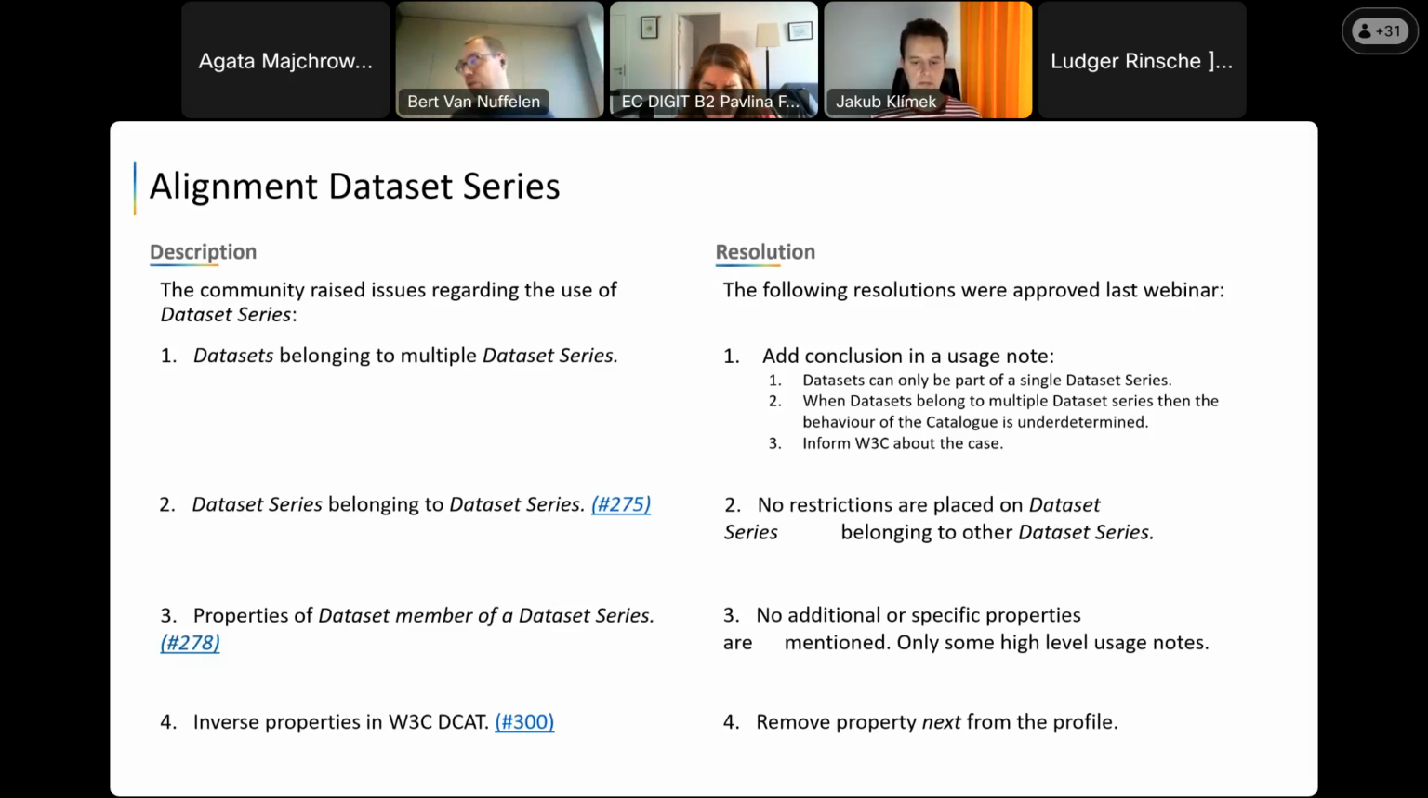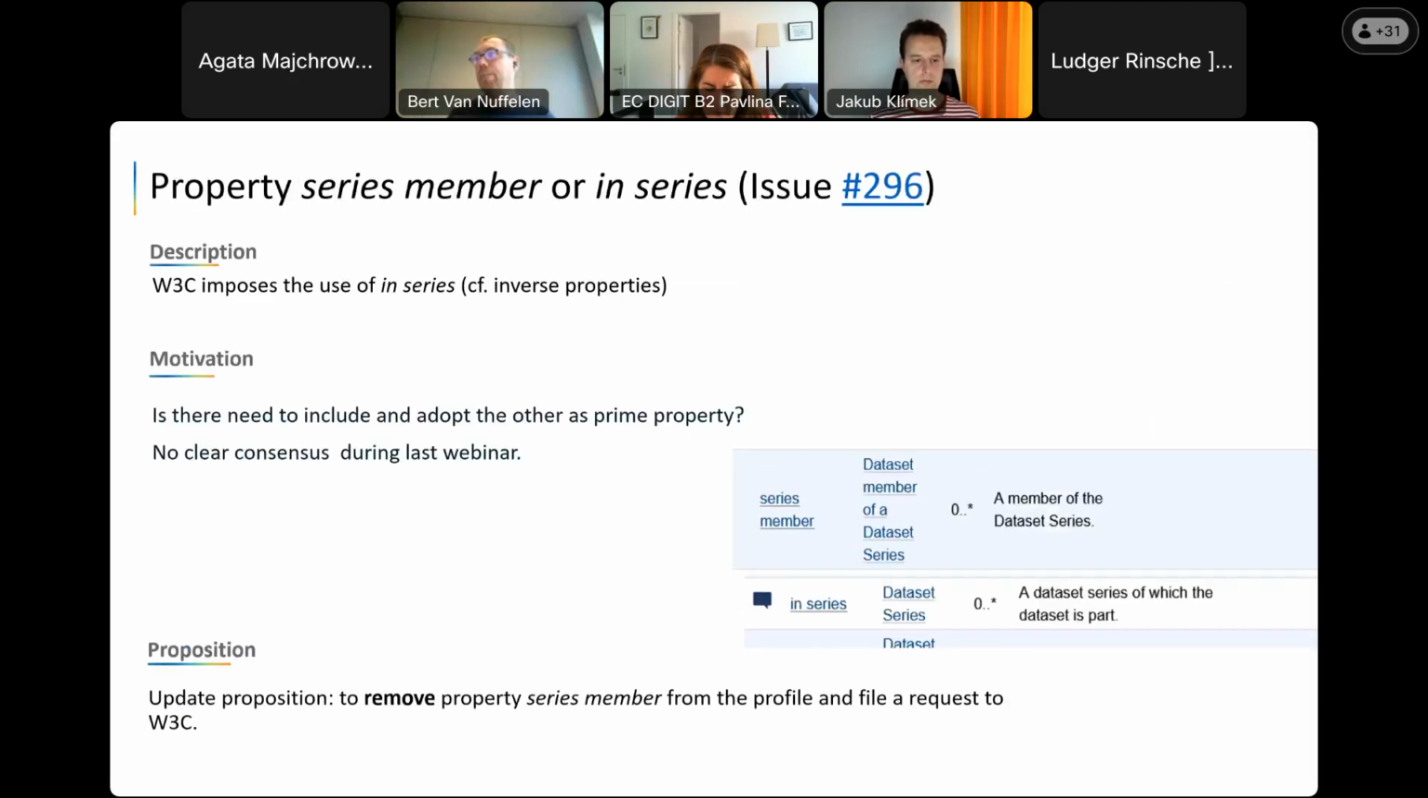We had one conclusion that was clear, to remove it. There was no clear consensus on the discussion on series members and in series. So our proposal to continue is to say, okay, we follow W3C, because it imposes the use of in series, and you have to provide it, and we make that visible in our profile. So we will remove series members for now from the profile, but post a question to W3C to consider if the inverse is not a better option, to change the inverse. If that is a good proposal, then we are aligned with W3C, with the minimal requirements of W3C.